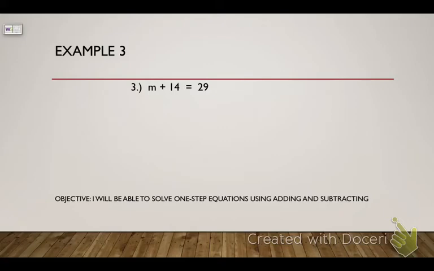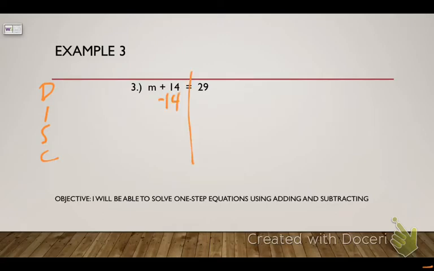Remember, your objective is you'll be able to solve a one-step equation using adding and subtracting. And the reason why they call this a one-step equation is because you're only doing one step. You're only doing one operation, okay? So here we go again. We're going to use that DISC method again. We're going to draw a line straight down the middle.